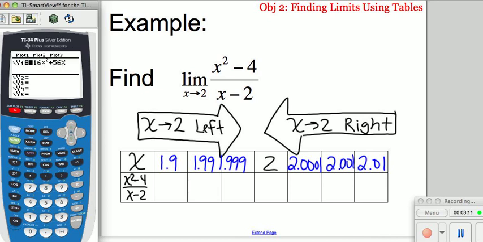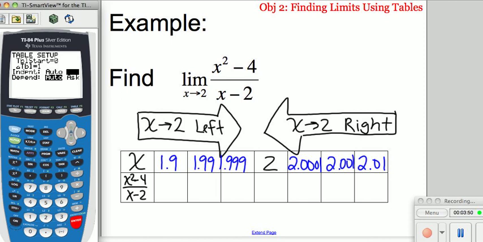So let's try again. We're going to go to y equals, and I'm going to type in x squared minus 4 over x minus 2. Now, I'm going to go to the table function, but I'm going to change a setting here. I want to give the table numbers to put in. So I'm going to go to table set. That's second and then the window button. And I'm going to turn this first one that says auto to ask. So I'm going to arrow and turn it to ask.